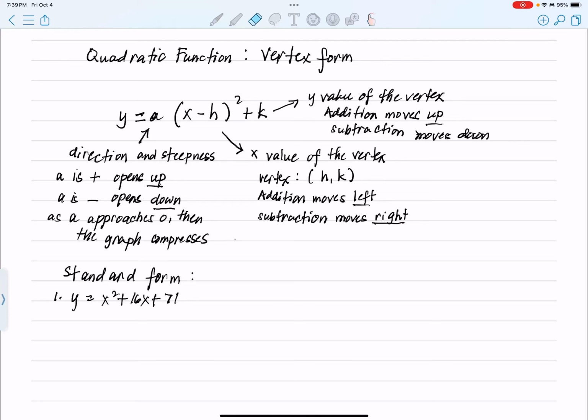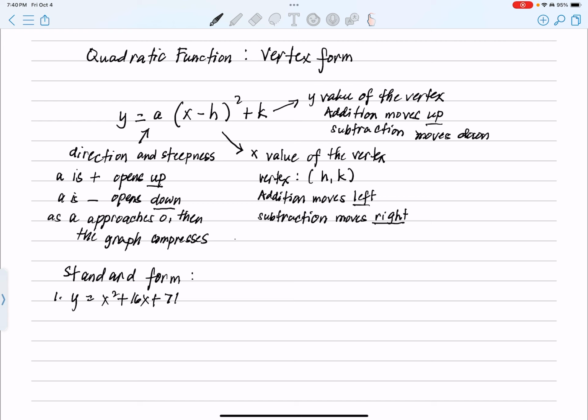Welcome to Matematika. Today we're going to do some problems of quadratic function using the vertex form. If we try to remember the vertex form, y equals a times the quantity of x minus h squared plus k. What does the a stand for? All right. A indicates the direction and the steepness of the curve.